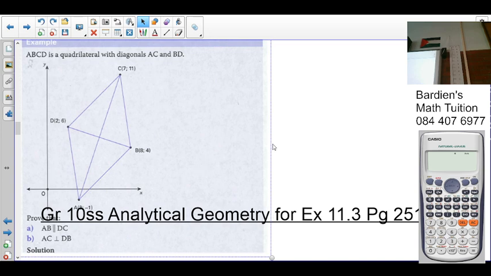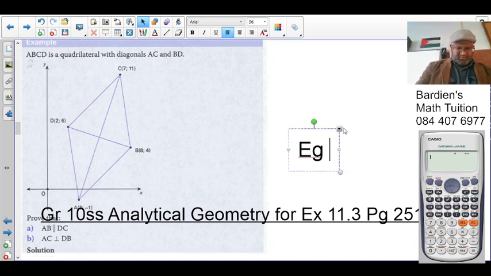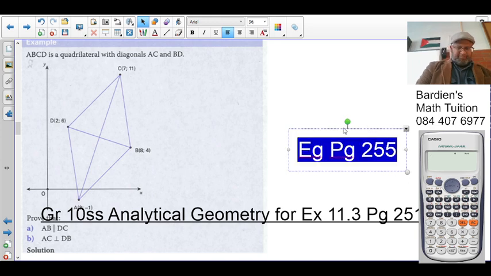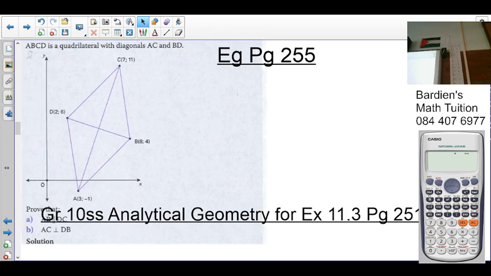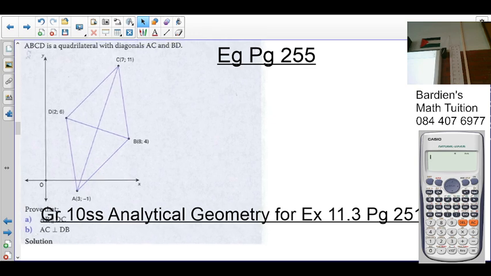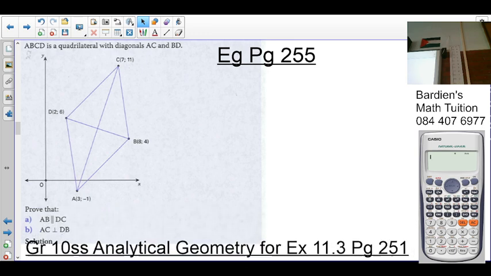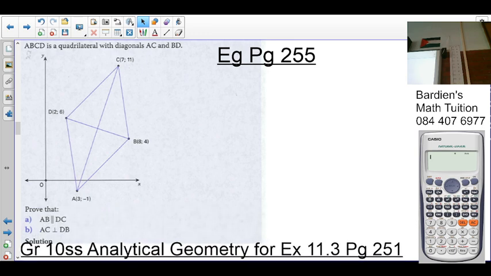This example is on page 255. Example 1 on page 255. We are told that ABCD is a quadrilateral with diagonals AC and BD. The question says, prove that AB is parallel to DC. We must prove that AB is parallel to DC.